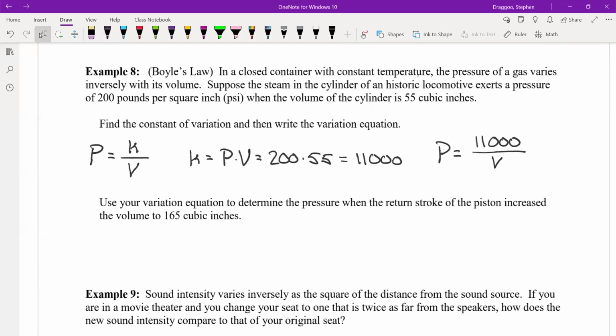So use your variation equation to determine the pressure when the piston is going to increase the volume to 165 cubic inches. So then our pressure will be 11,000 divided by 165, and toss that into a calculator. I got 66 and 2/3. And this, I think, is in PSI. Yep. Pounds per square inch.